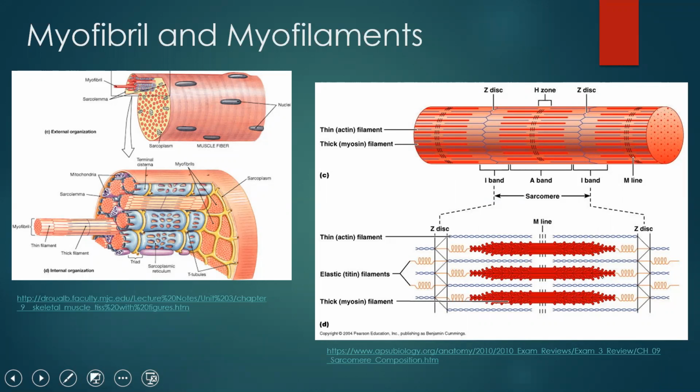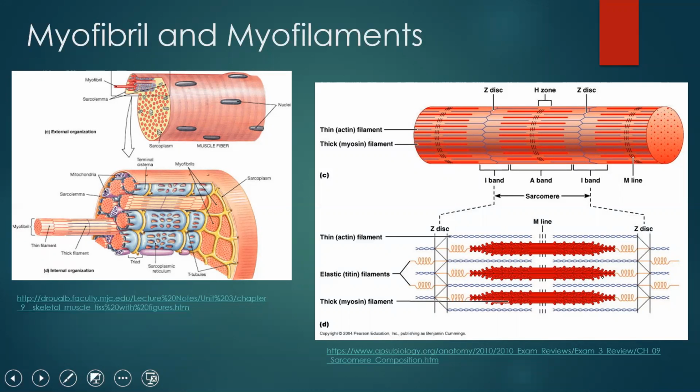Those are made out of proteins. We call those myofilaments. We have two types of filaments in skeletal muscle cells: thick and thin filaments. The thick filaments are primarily composed of the protein myosin, and the thin filaments are primarily composed of the protein actin. The myosin is anchored to the M line. The actin filaments are anchored to the Z discs.